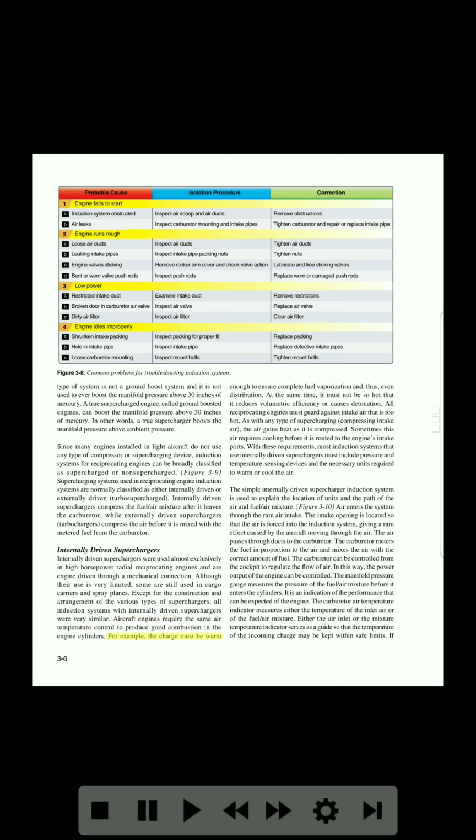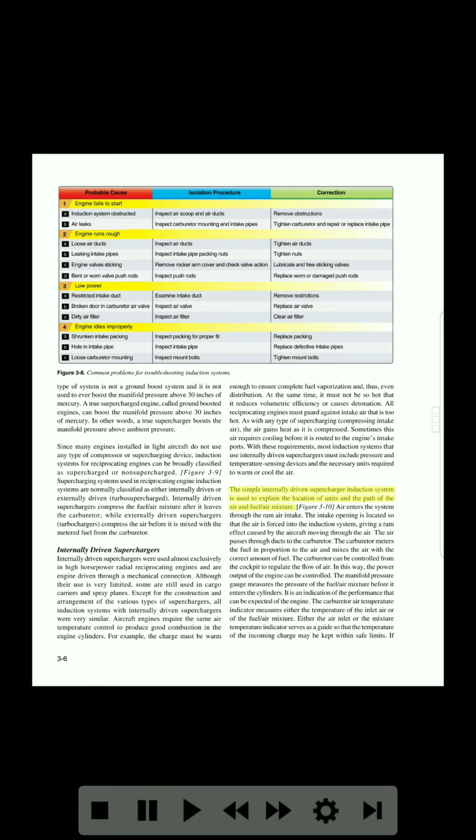For example, the charge must be warm enough to ensure complete fuel vaporization and, thus, even distribution. At the same time, it must not be so hot that it reduces volumetric efficiency, or causes detonation. All reciprocating engines must guard against intake air that is too hot. As with any type of supercharging, compressing intake air, the air gains heat as it is compressed. Sometimes this air requires cooling before it is routed to the engine's intake ports. With these requirements, most induction systems that use internally driven superchargers must include pressure and temperature sensing devices, and the necessary units required to warm or cool the air.